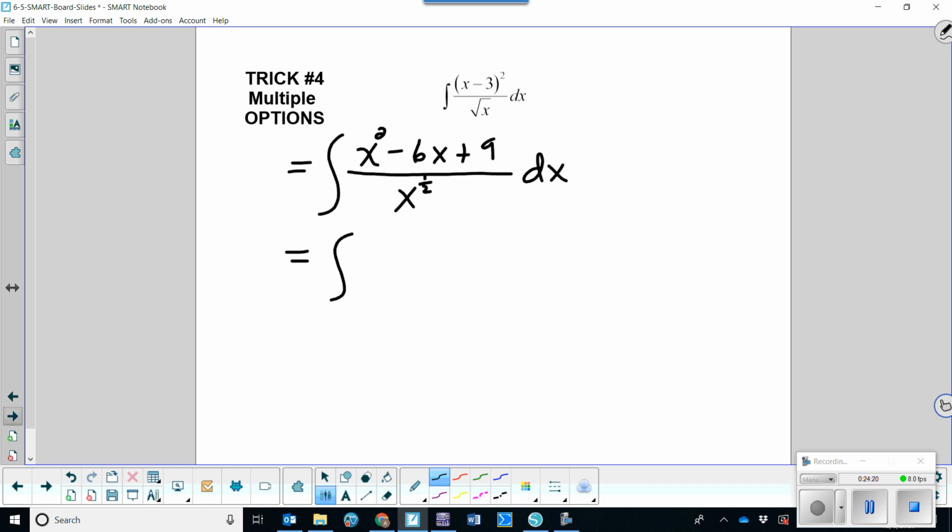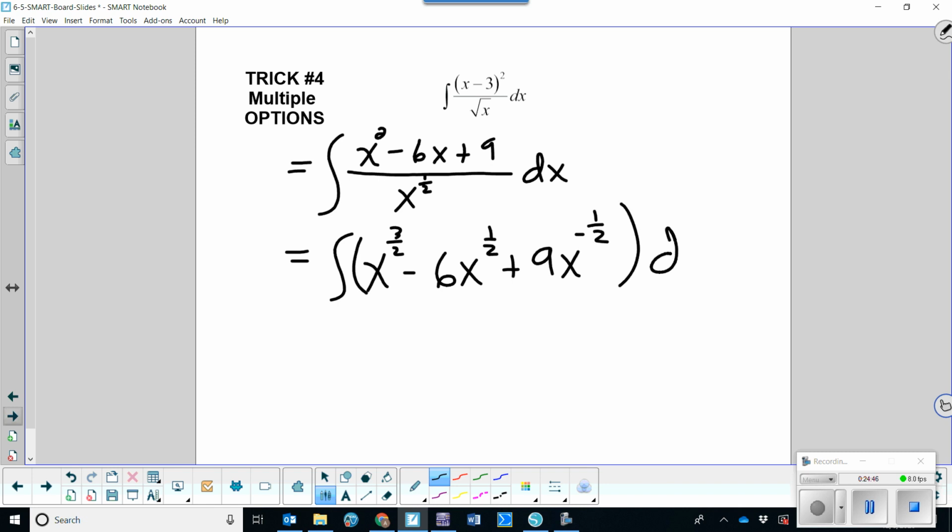So now I'm going to redo it, and I'm going to have x squared over x to the 1/2. So that's x to the 3/2, because that would be 4/2 minus 1/2, minus 6x to the 1/2, because it's x to the 1st in the top, x to the 1/2 in the bottom, plus 9x to the negative 1/2. So everybody got divided by x to the 1/2, and now everything's a power. So now I'm just going to go through it.